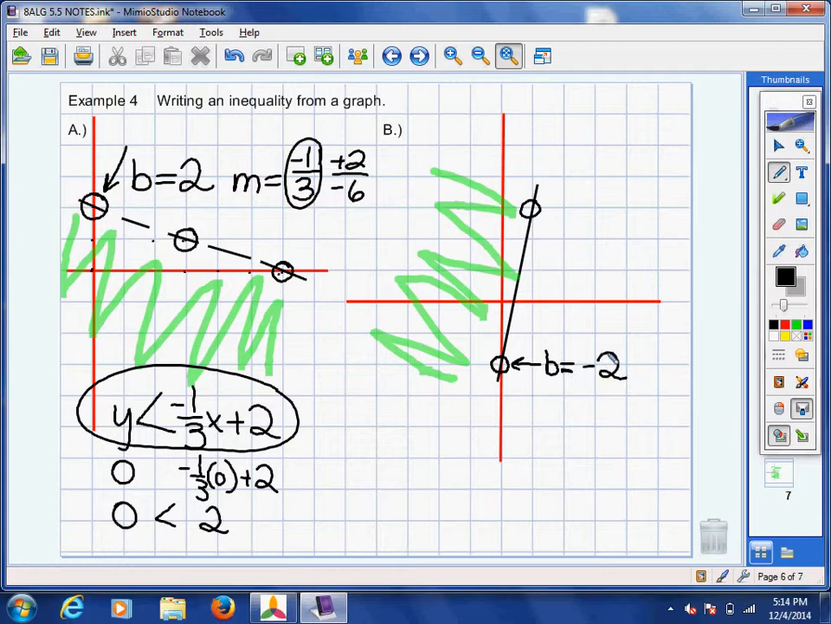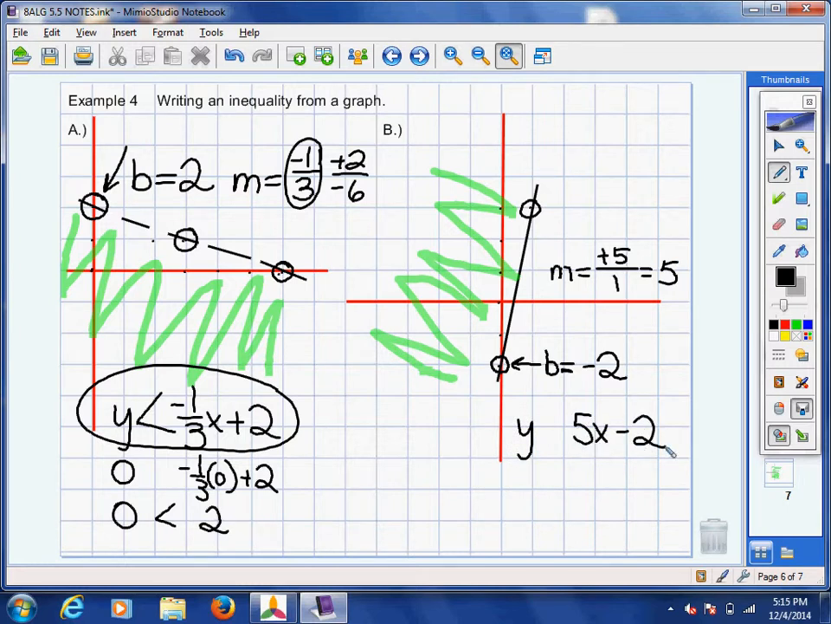Okay. And then let's use these 2 points and calculate the slope. Okay. So slope, if I start down low, I'm going to go up 1, 2, 3, 4, 5. So I went up 5, and then I'm going to go right 1. So that means my slope is 5. So I can write slope-intercept form just like that.